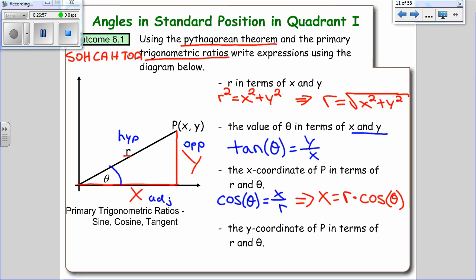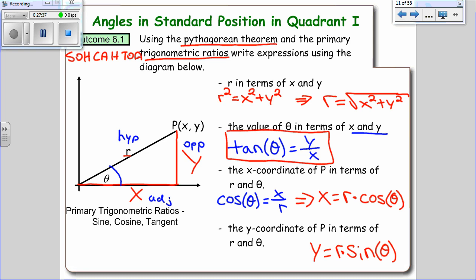The last one is the y-coordinate of P in terms of r and theta. Trying to figure out the y value, it's the same idea, except now it's using the sine ratio. If I use SOHCAHTOA to find y, it would be opposite over hypotenuse, rearrange it, that's your fourth formula. I think those four formulas are all given to you. I should have written this one right too. Sorry, that one will also be given to you. So it's quick ways to link things together. The way that this looks.